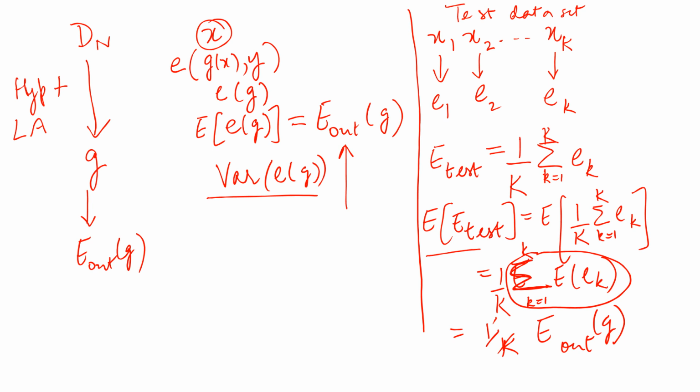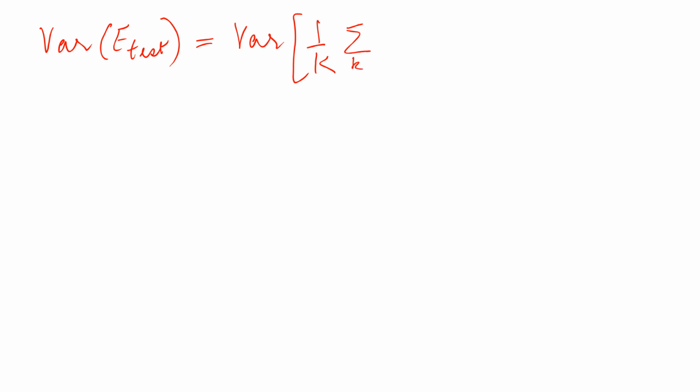Okay, what about the variance for this one? Let me go to the next slide because there isn't any space left. What happens to the variance of my E test? Well, let's look at it. Variance of 1 over K, summation k is from 1 up to K, and then E of k. This is small k, okay, I've already created a lot of confusion, but let me write it as a small k. Now this is a scalar multiple, if you think about it, this 1 over K.